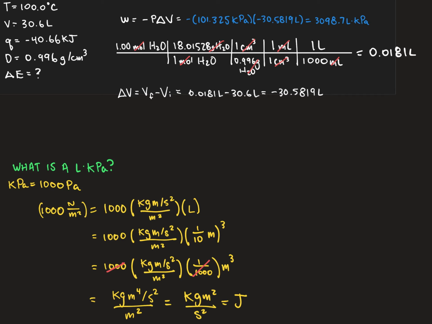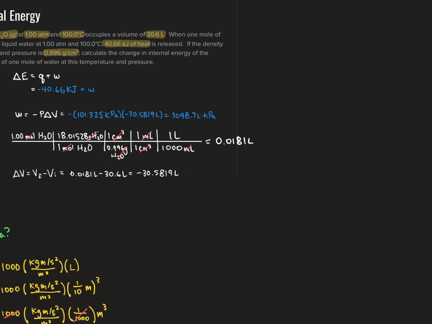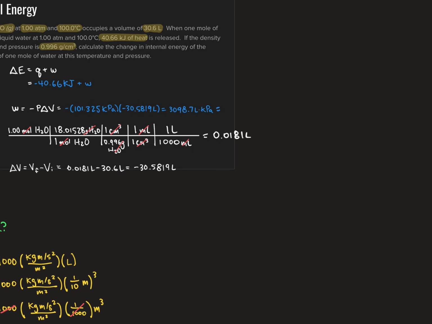And therefore, the work that I've calculated here of positive 3098.7 liter kilopascal is really positive 3098.7 joules of energy, or equivalent to a plus 3.0987 kilojoules of energy. And that then puts me now in position that I can finish off my calculation. Recall, going all the way back up to the top now, again, the change in internal energy was equal to the flow of heat plus the work done. Again, the flow of heat was a negative 40.66 kilojoules because, again, it was exothermic.